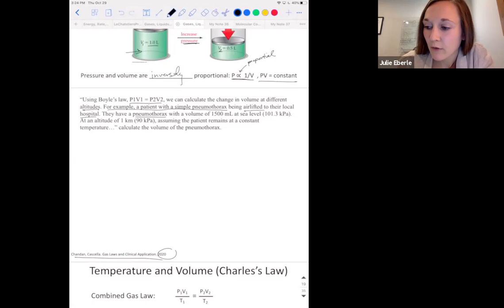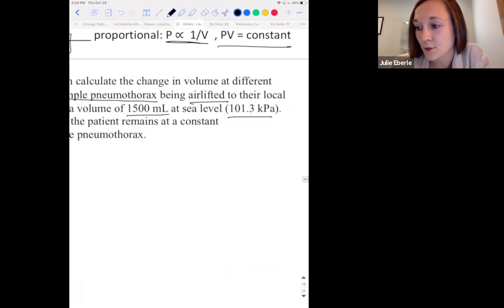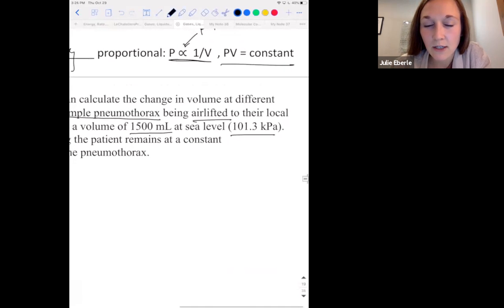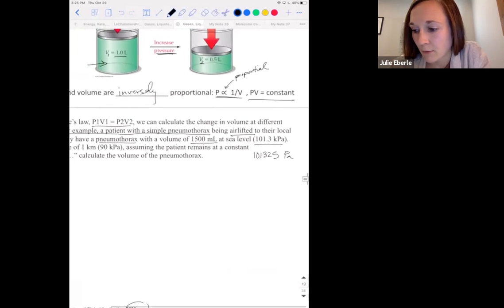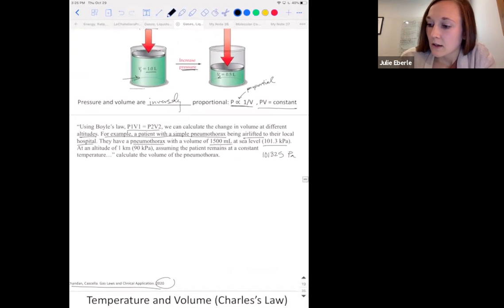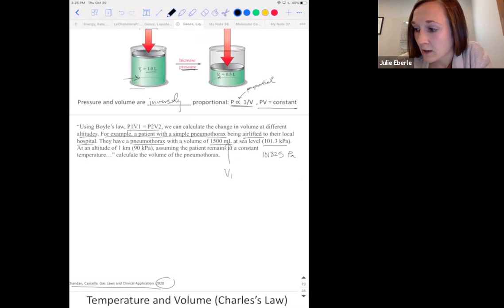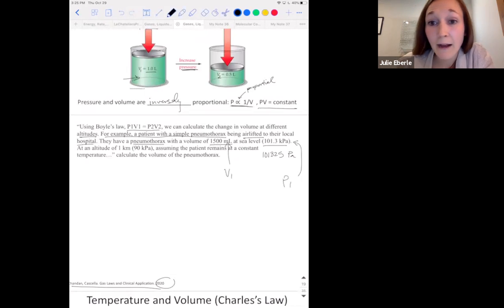If they have a pneumothorax with a volume of 1,500 milliliters at sea level, and here's our pressure at sea level. Looky there, I told you kPa. So what is kPa? That is just the kilopascal. You could write out 101,325. That would be the number of pascals, but we can use kPa, that's just fine. Okay, so there's our initial set of conditions, by the way. This is our first volume, that's V1, and here's our first pressure, that's P1. I really love to label these kinds of problems this way. It helps me when I'm going to plug everything in.